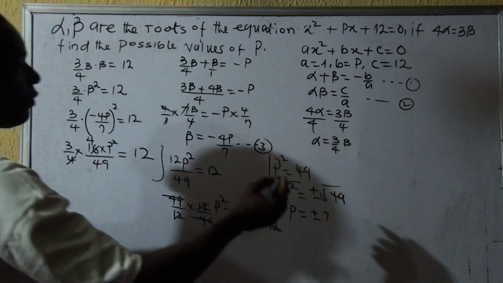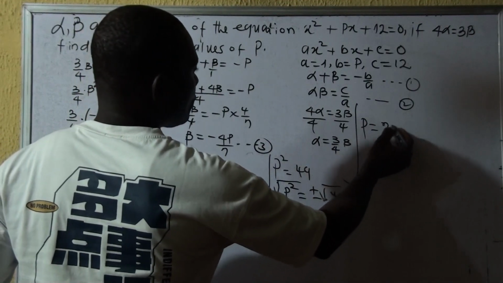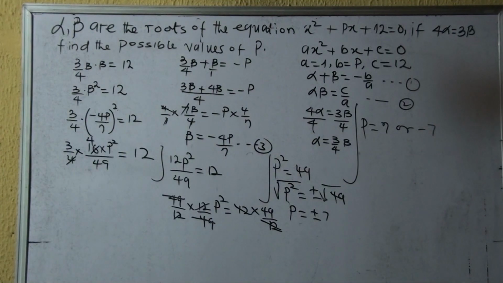So the possible values of p: p is equal to 7 or minus 7. These are the two possible values of p. This is how this question can be conveniently resolved.